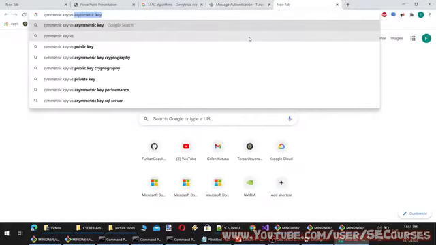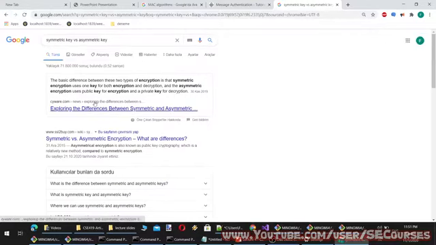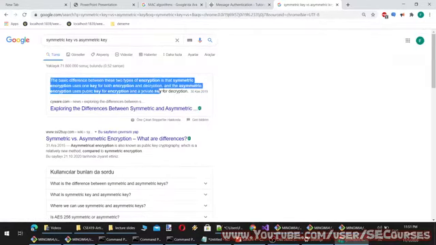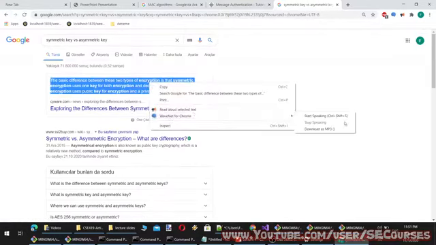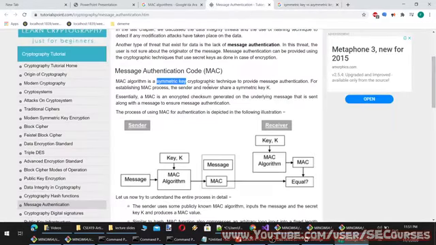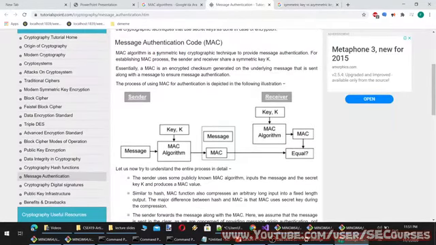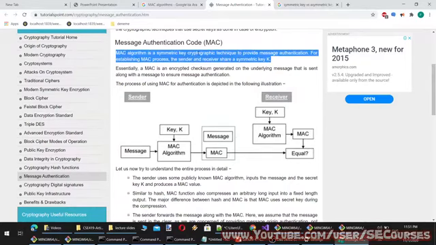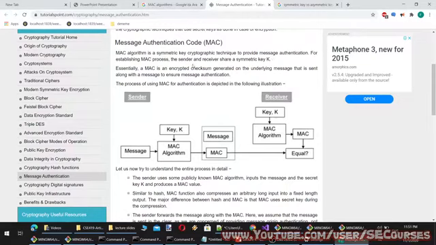So what was the asymmetric key difference? Let's remember it. The basic difference between these two types of encryption is that symmetric encryption uses one key for both encryption and decryption, and asymmetric encryption uses a public key for encryption and a private key for decryption. So here the MAC algorithm is a symmetric key cryptographic technique to provide message authentication.